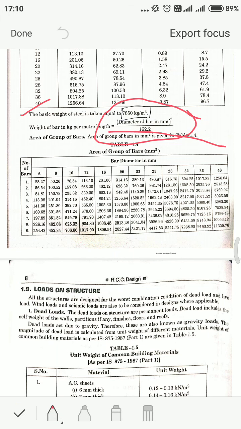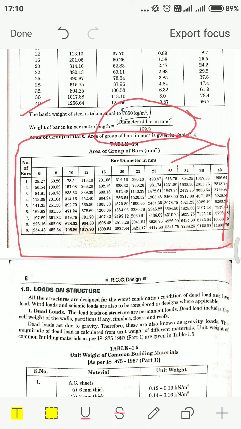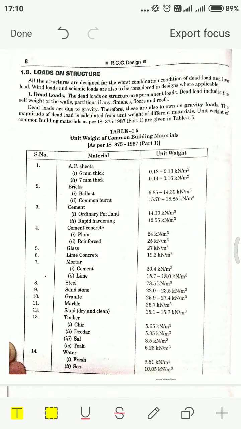And here is the table for the area of the group of bars, number of bars, and bar diameter. Next topic is loads on the structures. What kind of loads come on the structures? We will discuss about the loads.